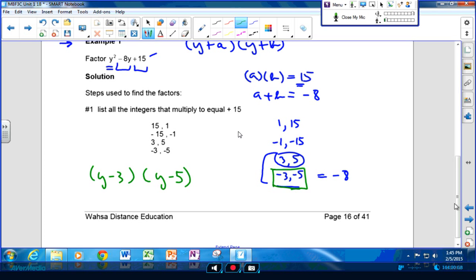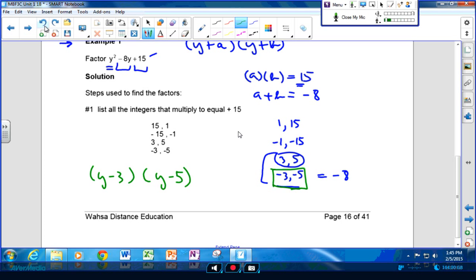If you think about it, if we go through FOIL, I just wiped out my y. Y times y is y squared, of course. Outside is -5y, inside is -3y. -5 minus 3 is -8y. So that's our middle term. And then -3 times -5, which is our last, is indeed going to be plus 15, which is what we have. So that's how the factoring goes.